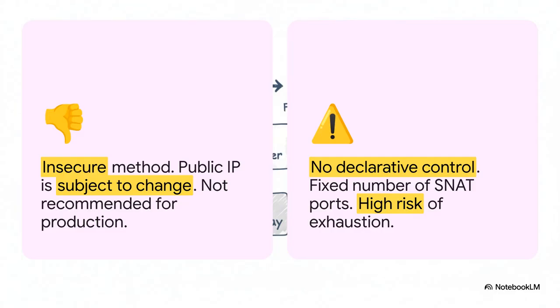And now, let's talk about the methods you really should avoid. First, default outbound access. It's insecure, it uses a public IP that can change on you at any time, and it is absolutely not for production, period. And just as bad is using a load balancer without setting up those outbound rules. It's a trap. Yeah, it works by default, but you have zero control, and it puts you at a huge risk of the exact problem we're about to talk about.